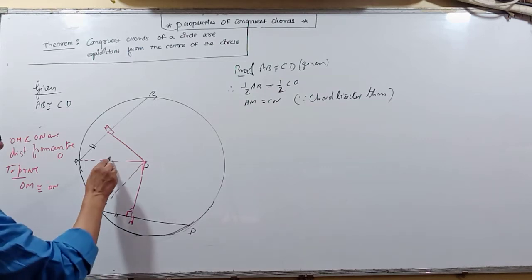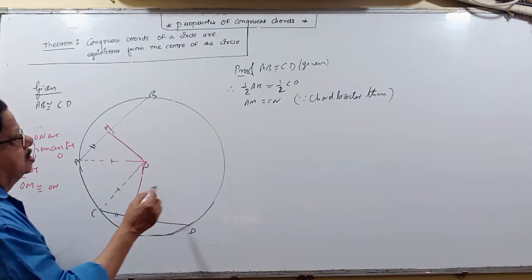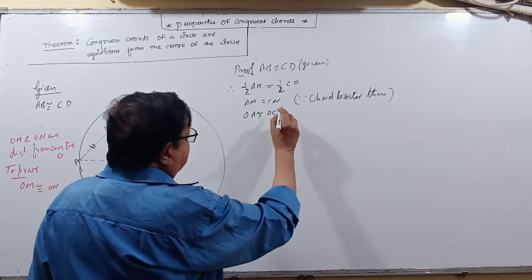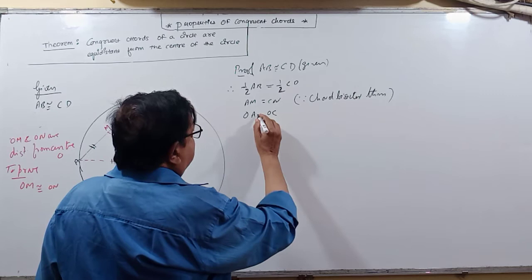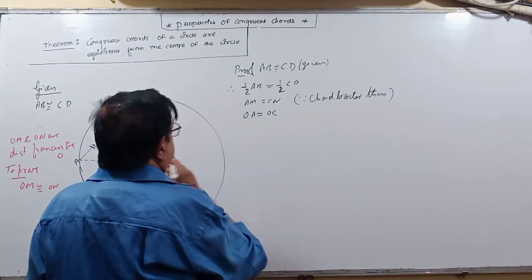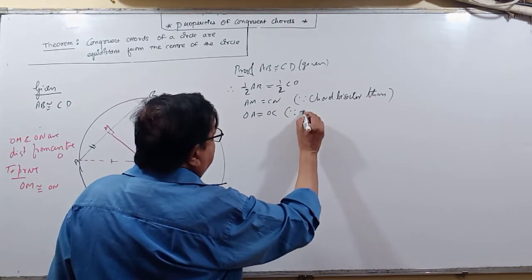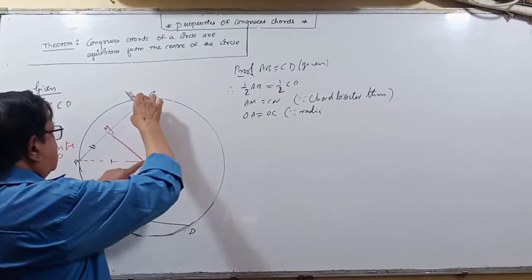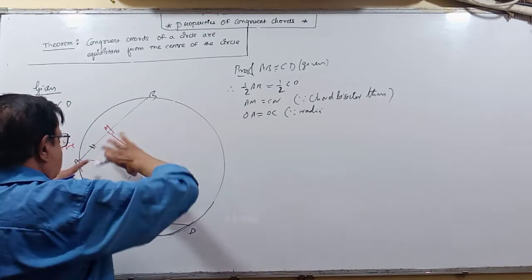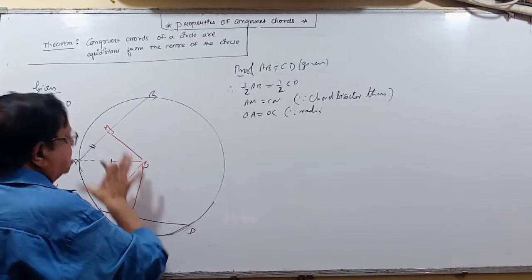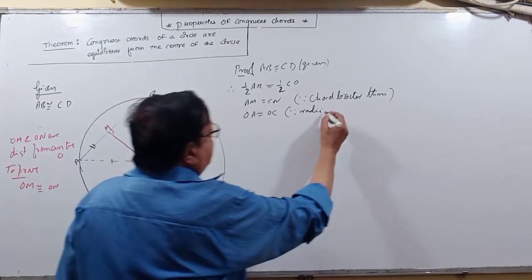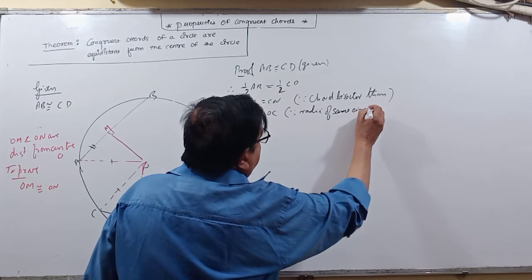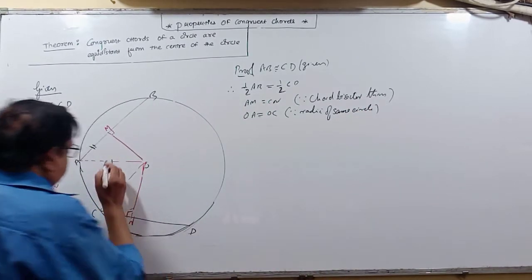उसके बाद OA congruent to OC. कारण क्या है? OA is equal to OC because radii of the same circle. Radii are always equal. With the same radius, we are drawing a circle. So this is the radius. This also is the radius. Radii of same circle. So this is congruent to this.